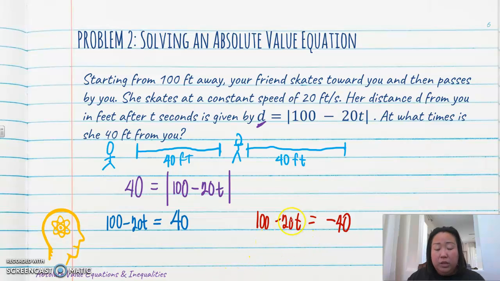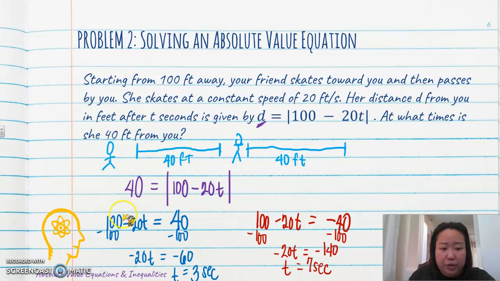We simply solve for t. And so go ahead, continue working on this. Make sure that you get a value for t on the blue equation and another value of t for the red equation. Try it out. So solving for t on the blue equation here, your friend will be 40 feet away from you at 3 seconds, and she will be 40 feet past you after 7 seconds, okay, when she's skating at a constant speed of 20 feet per second. Okay, all right.